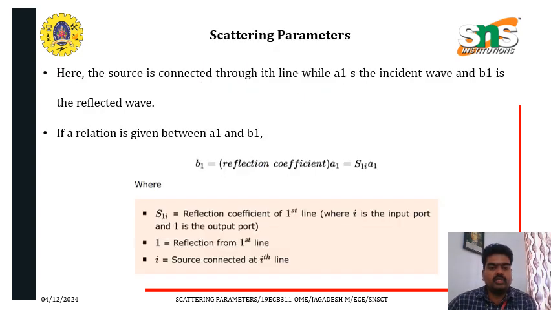Here the source is connected through the ith line, while A1 is the incident wave and B1 is the reflected wave. If a relation is given between A1 and B1, B1 equals the reflection coefficient into A1, which is equal to S1i A1. Here S1i is the reflection coefficient of the first line, where i is the input port and 1 is the output port. Then 1 equals reflection from the first line, and i equals the source connected at the ith line.